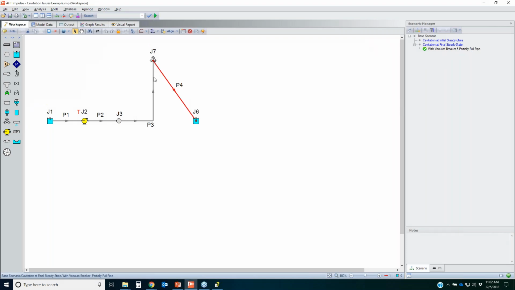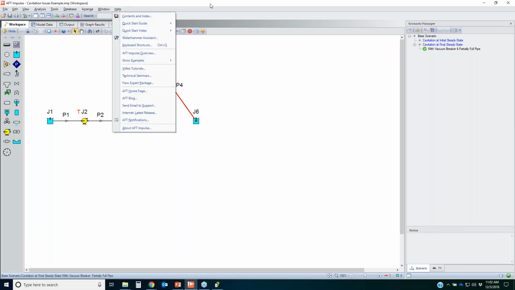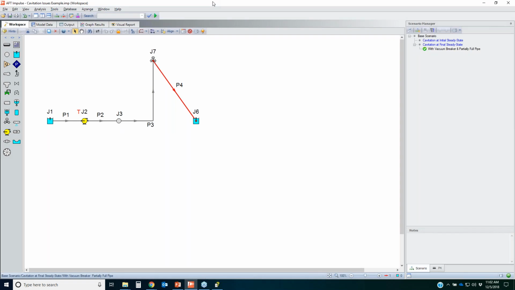Now, once that pipe drains, the results are not accurate anymore. But it gives you an indication where you can see how much air comes in through the vacuum breaker valve, and you can see how long it takes for that volume of liquid in your pipe to drain over time. Now, there are some very special caveats to using that partially full pipe feature carefully. So make sure that you read the help file that talks about how to use the partially full pipe capability. We also have a blog article on it that you can find on our website that gives you some tips.